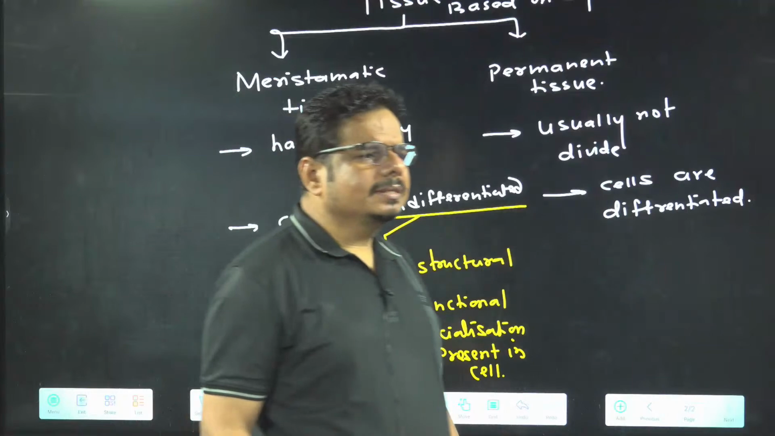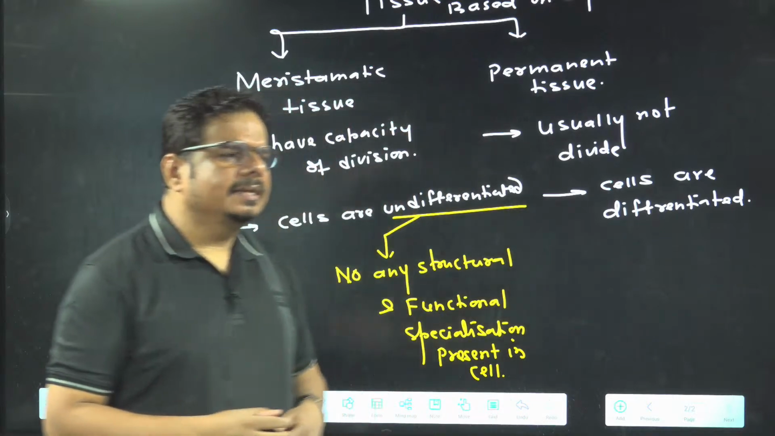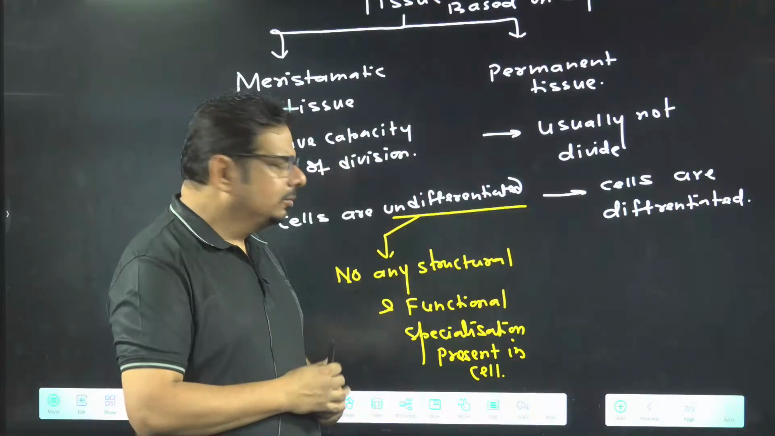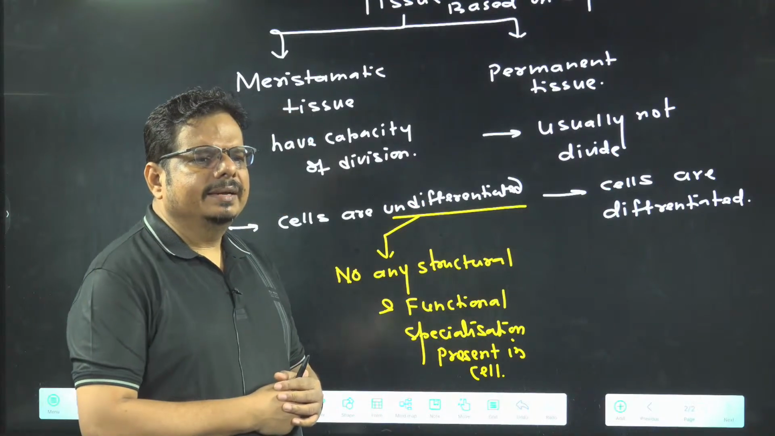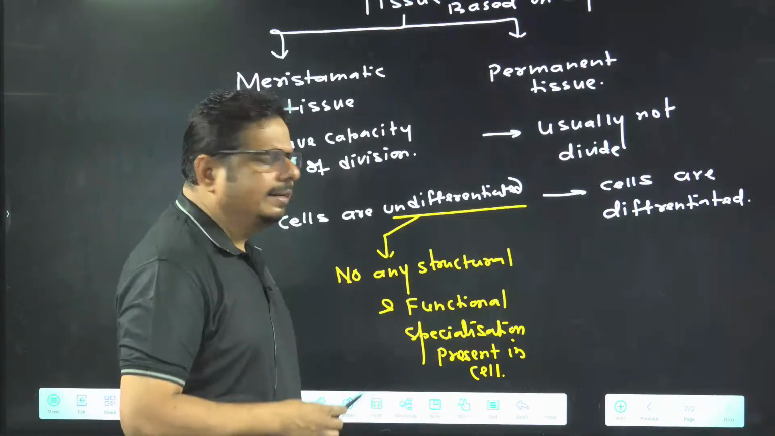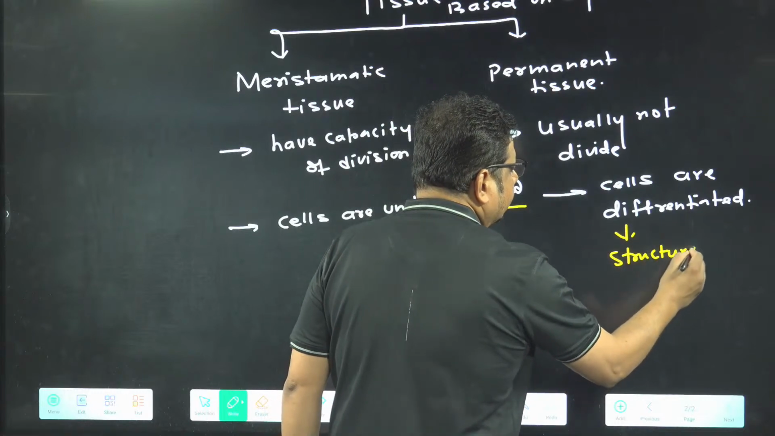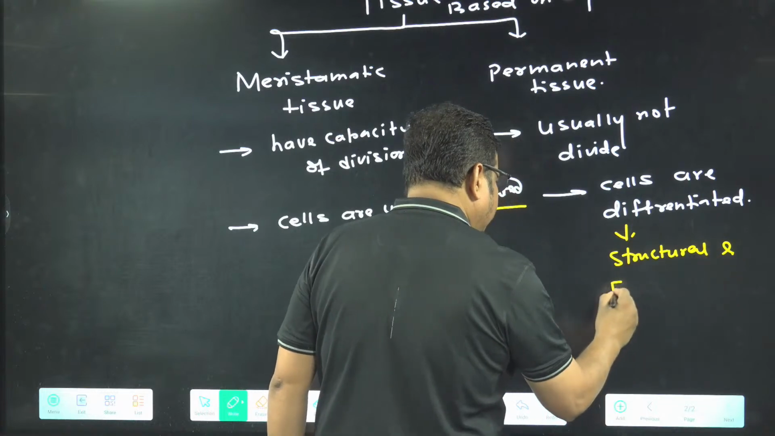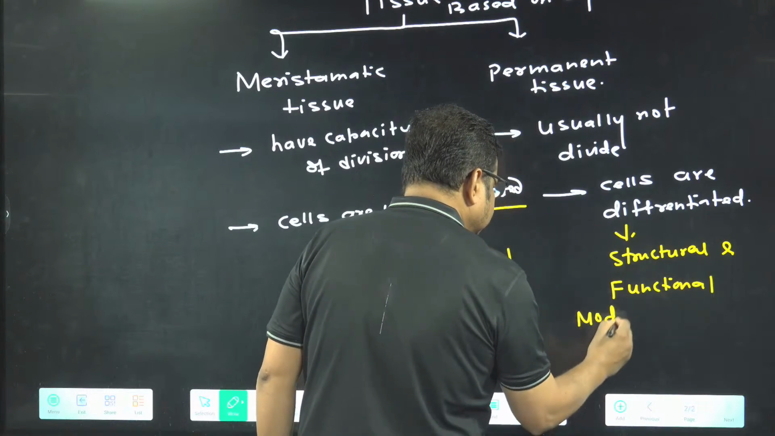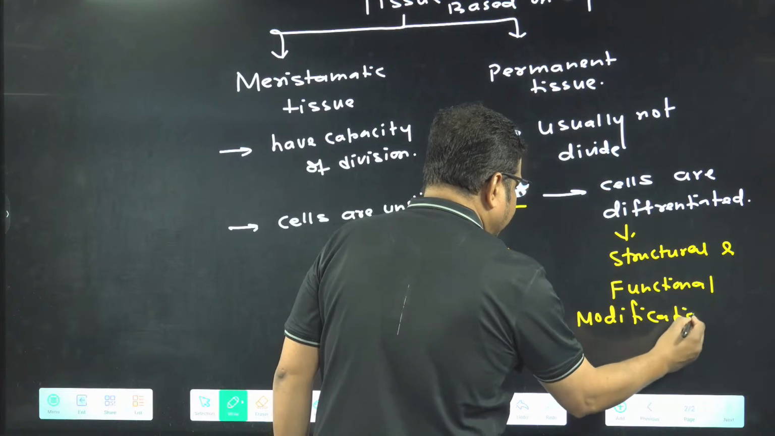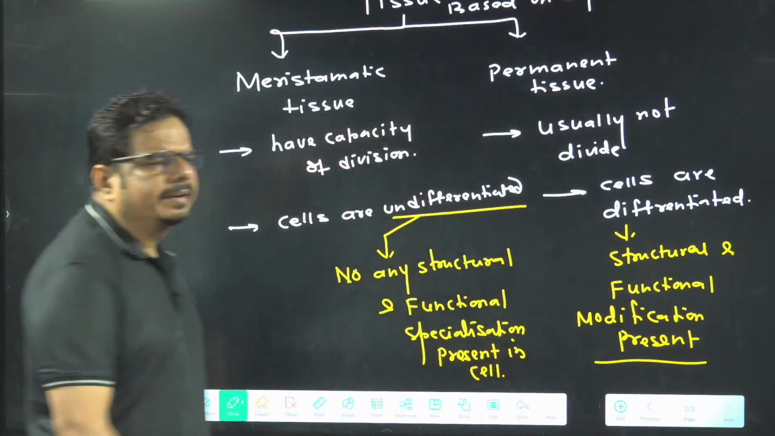It means you cannot say the cell has a special, particular, peculiar structure, and you cannot say the cells are performing a specific function. So these cells don't have a very specific structure to perform a specific function. Getting the things or not? It is called which one? Undifferentiated. Here what you will find? Structural and functional modifications are present. So you got the differences between meristematic tissue and permanent tissue or not.